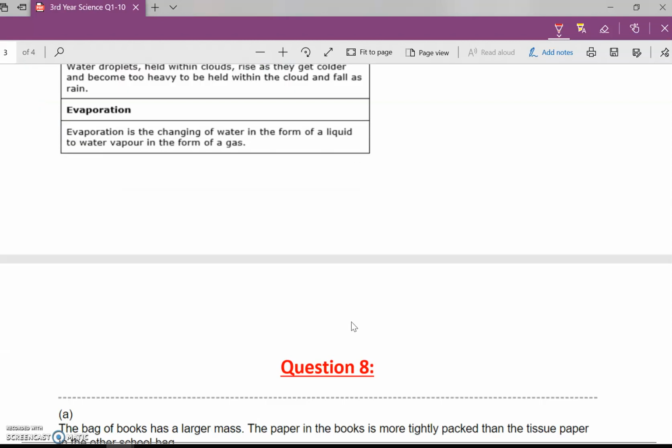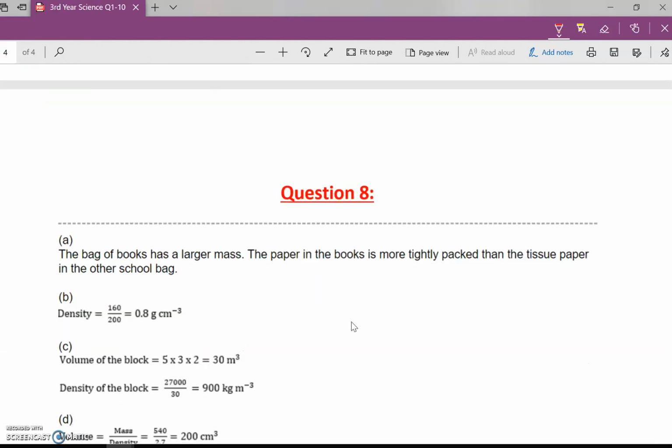Okay. Question 8 then is a question on physics, so density. There are two identical school bags, one full of tissue paper, the other full of school books. Why does the bag of books feel heavier than the bag of tissue paper? Basically, the bag of books has a larger mass. So they're all in the same type of bag, but you're putting more mass into the same space. So therefore, it is going to feel heavier.